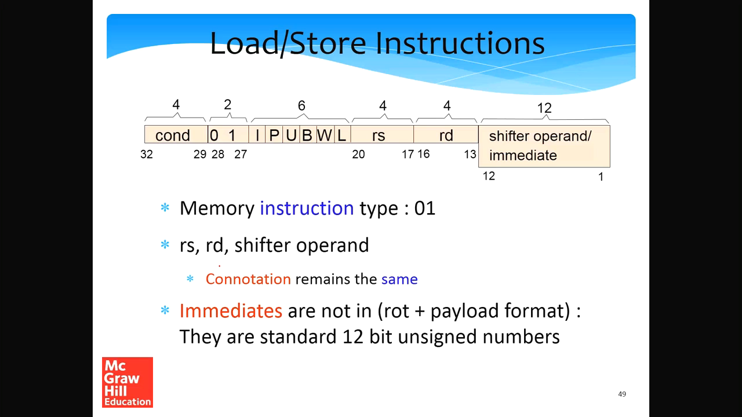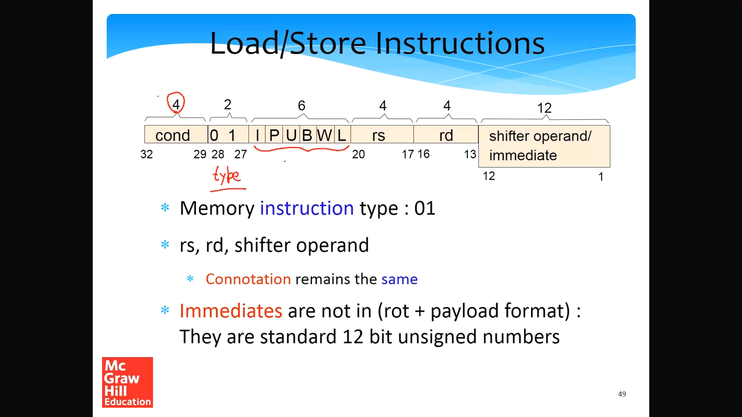So let's now discuss Load/Store instructions. Load/Store instructions also follow the same generic format. The first 4 bits represent the condition, the particular one of the 16 conditions that we have seen. In this case, the type of the instruction is actually 01. And subsequently, we have 6 bits: I, PU, BWL, which I'll discuss subsequently.